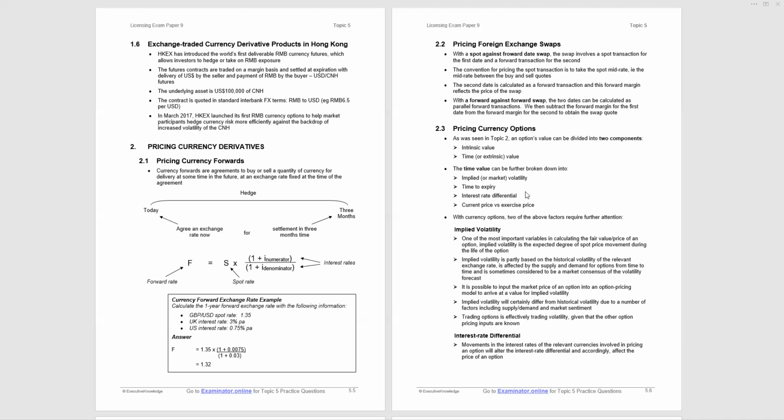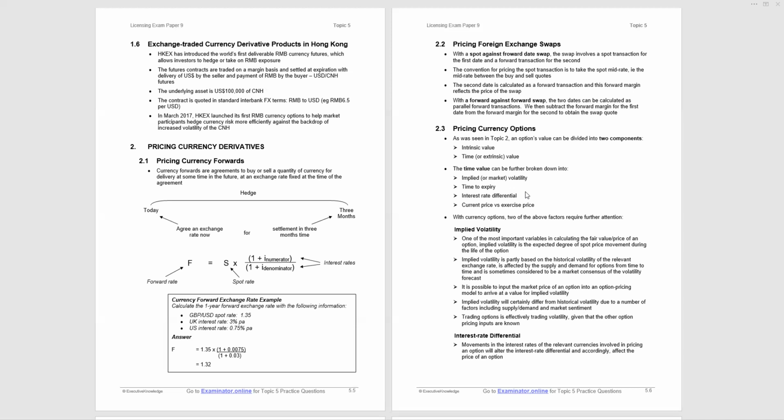Moving on, top of page 5.6, pricing foreign exchange swaps. So spot against forward date swap. We looked at this category a little earlier. Swap involves a spot transaction for the first date, forward transaction for the second. Convention for pricing the spot is to take the spot mid-rate, that is the mid-rate between the buy and sell. Second date's calculated as a forward transaction, as we've just done.